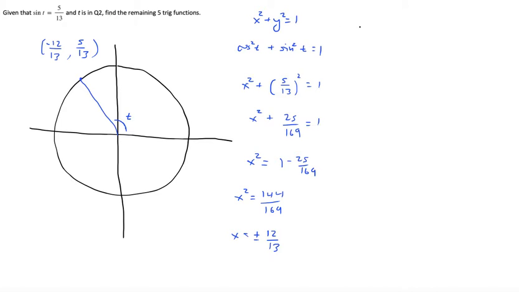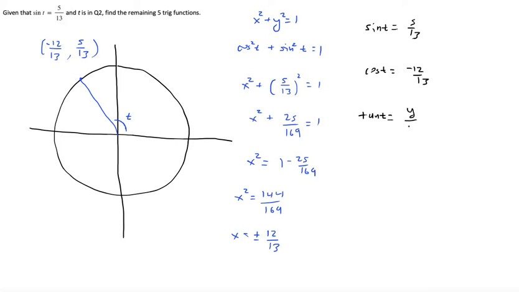Well, we know what sine is. Sine is 5 over 13. Now we know what cosine is. Cosine is the x value, which in this case is negative 12 over 13. Tangent is y over x, or sine over cosine.